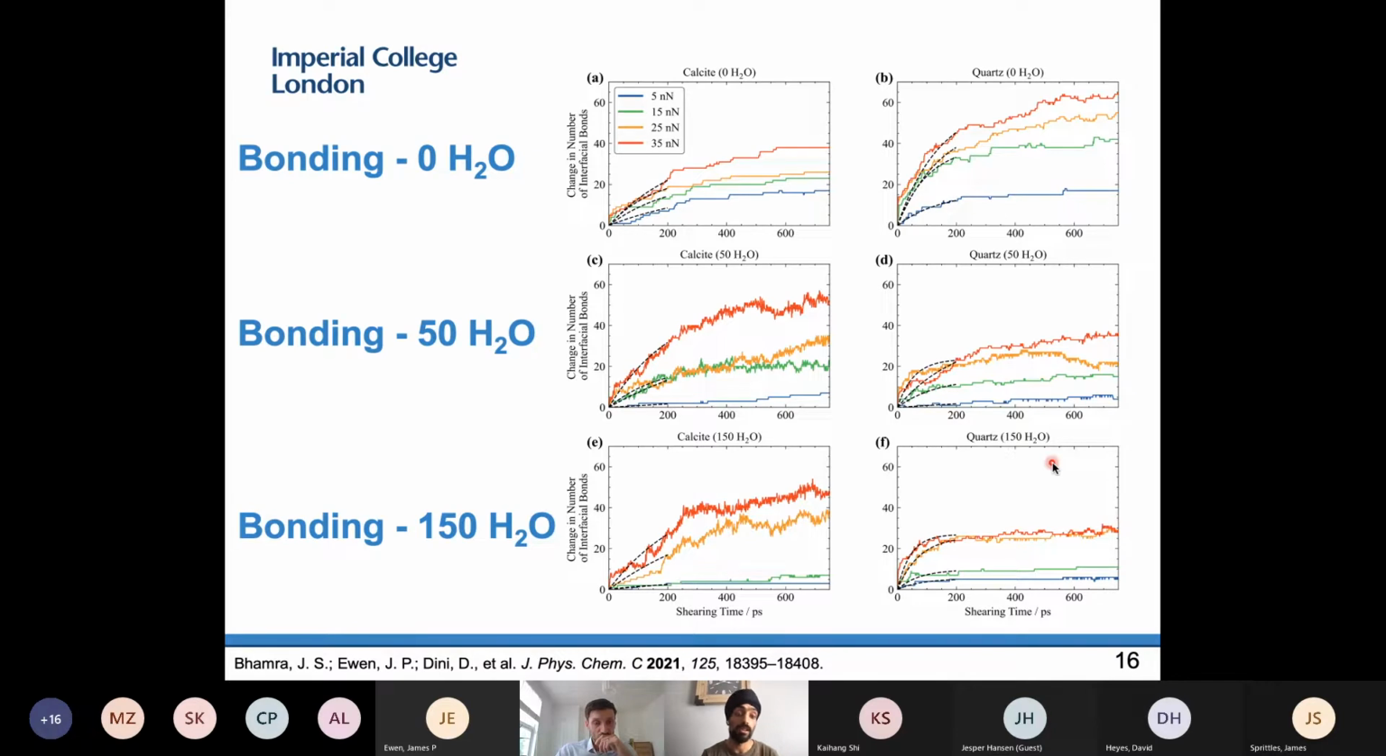Here in the dry case, you can see how the interfacial bonding increases with sliding time, reaching steady state around 500 picoseconds. More interfacial bonds are formed, and the rate of formation increases as the load increases, which shows that it's a stress-assisted thermally activated process.